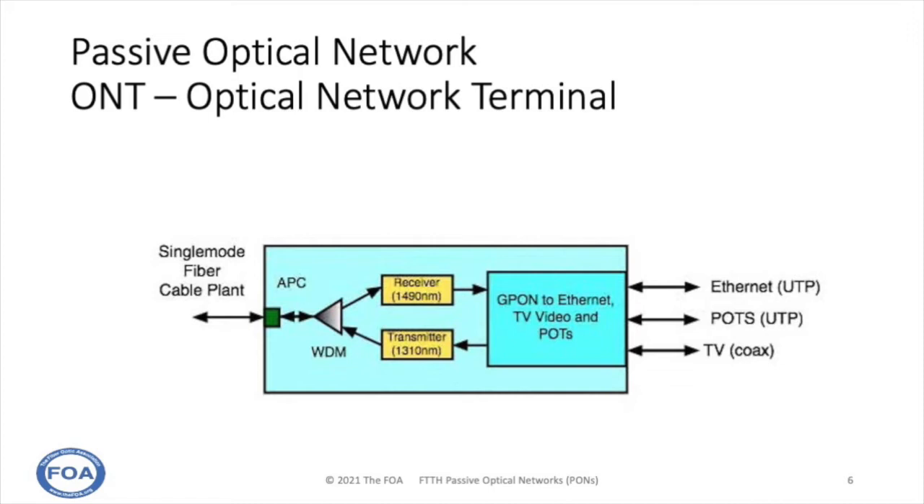There is a receiver that receives signals at 1490 nanometers from the OLT, and a transmitter which transmits upstream at 1310 nanometers. Beyond that, there are protocol converters that go from a PON type, typically GPON, to Ethernet, to video for TV, and to plain old telephone service for the triple play service that is expected from a PON network.